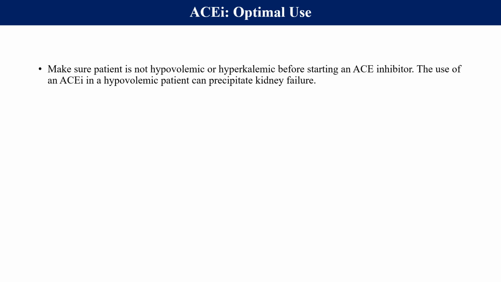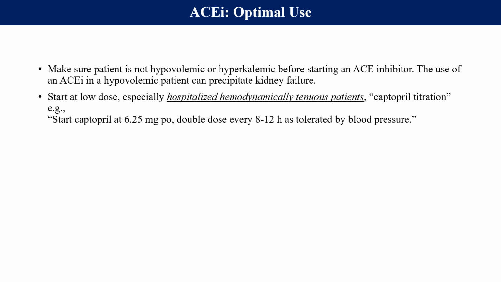Make sure the patient is not volume depleted or hyperkalemic before starting any inhibitor involving the renin-angiotensin-aldosterone system. As with any medication, starting out at a low dose is a good idea. In hemodynamically tenuous patients, we sometimes use what's called a captopril titration, where we slowly increase the dose of the short-acting captopril as safely tolerated by the patient's blood pressure.